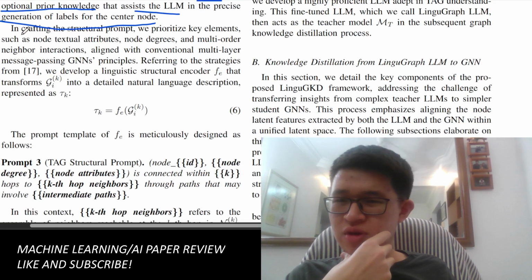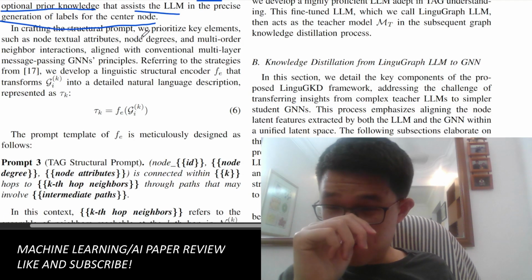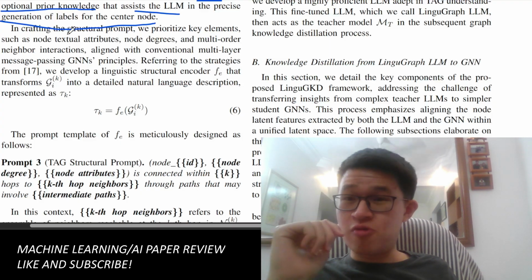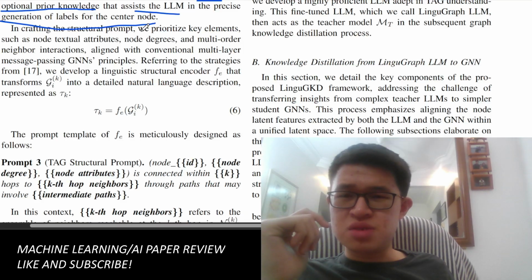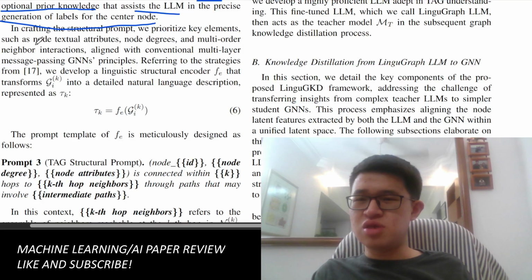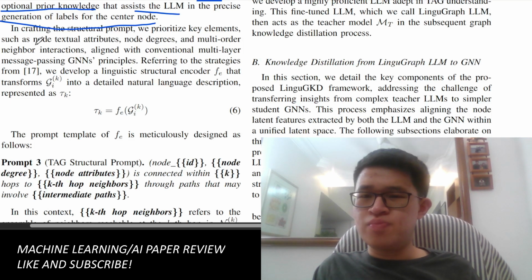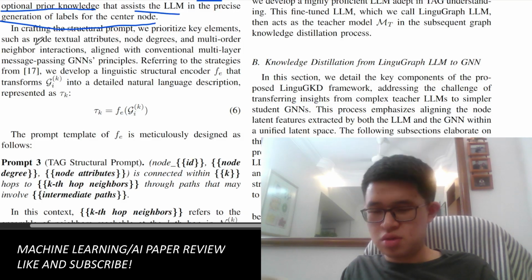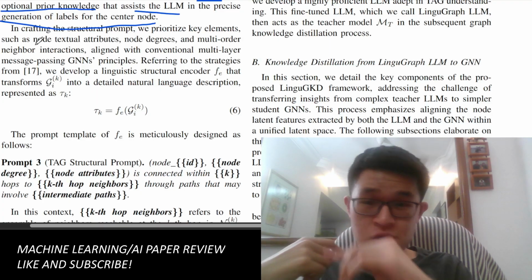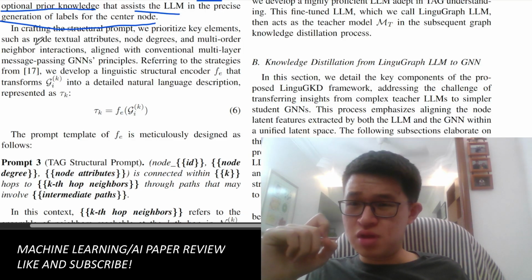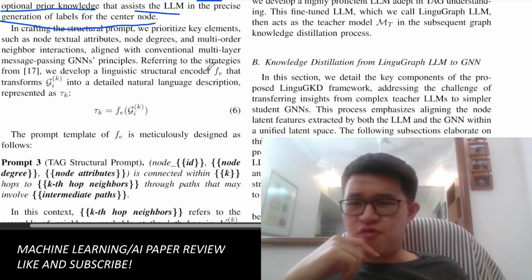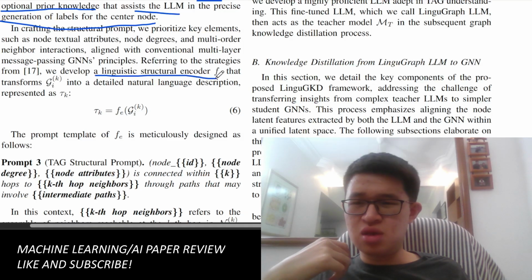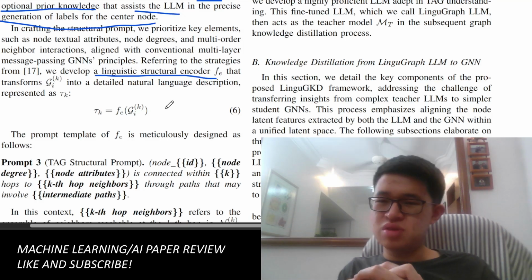But let's read more. Okay, so there are some additional tricks to craft the structural prompt. So they prioritize key elements such as node textual attributes, node degrees and multi-order neighbor interactions. Right, with conventional multi-layer GNNs, referring to the strategies from that, we develop a linguistic structure encoder, FE, that transforms it into a natural language description.